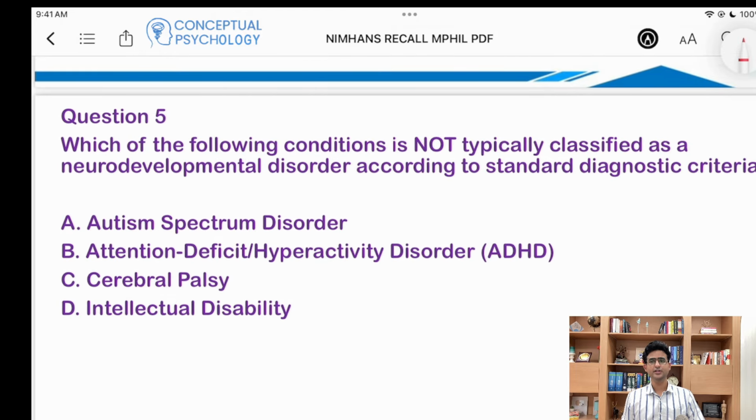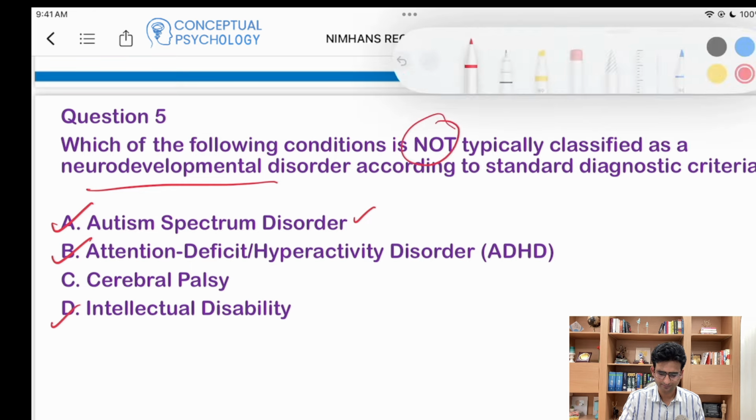Which of the following conditions is not typically classified as a neurodevelopmental disorder according to standard diagnostic criteria? See, the term neurodevelopmental disorder is used for disorders characterized by abnormal development. When the child is growing up, there is something wrong with the development process. So ASD, autism spectrum disorder, is characterized by abnormal development. So is the case with ADHD and intellectual disability. So, okay, they're asking about not.